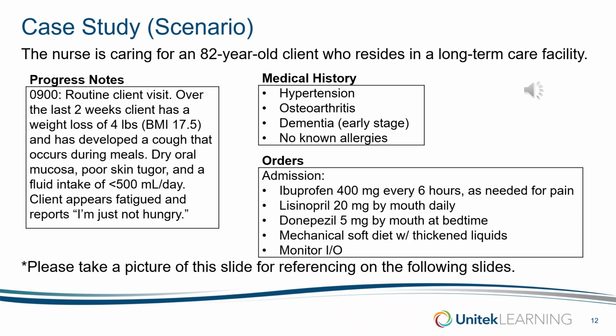Long-term care residents often have multiple chronic conditions. Being 82 years old increases the risk for impaired mobility, nutrition, cognition, and skin integrity. Consider age-related physiological changes such as decreased GI motility, diminished thirst response, and sarcopenia.